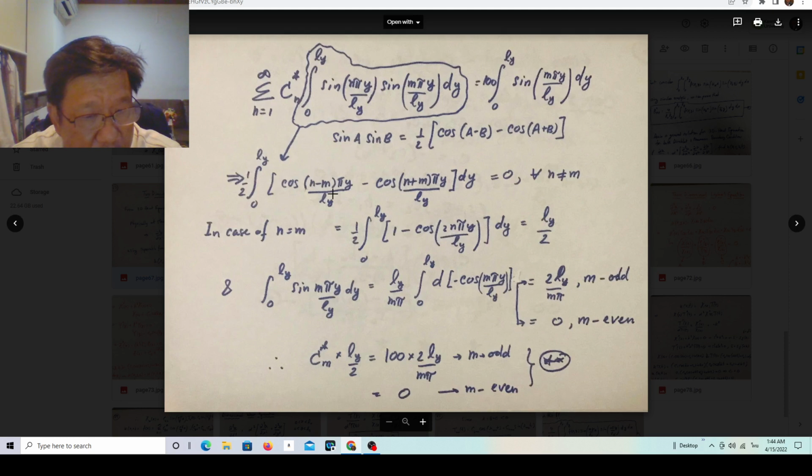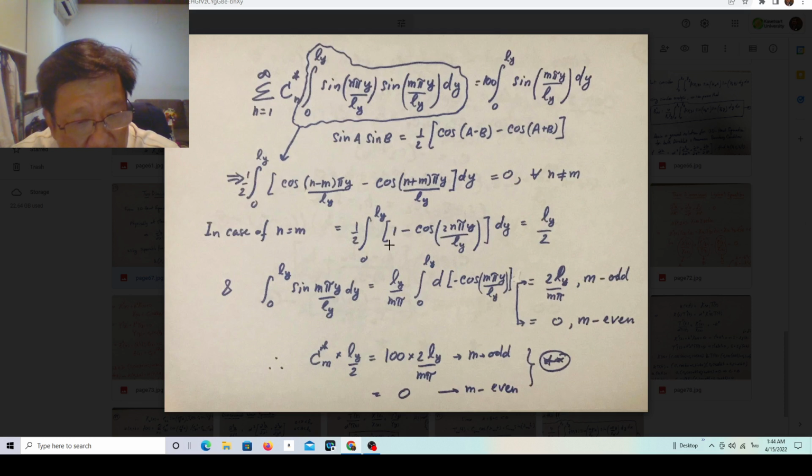The first term, when n is equal to m, you have one value, this is the whole angle here, and you know that this becomes the value of 1. So it is half of the first term is 1, and the second term is non-zero. Since n is equal to m, this becomes 2 times n. And the integral of the second term is 0, but the first term is L sub y minus 0. Then you have L sub y divided by 2. So this is the left hand side.